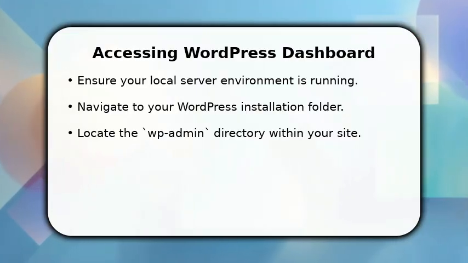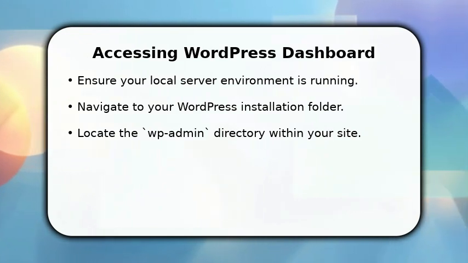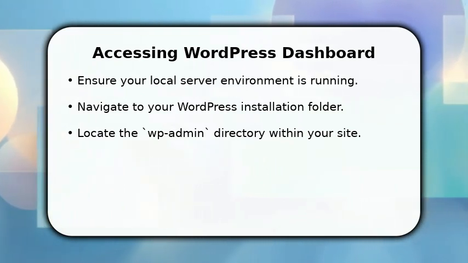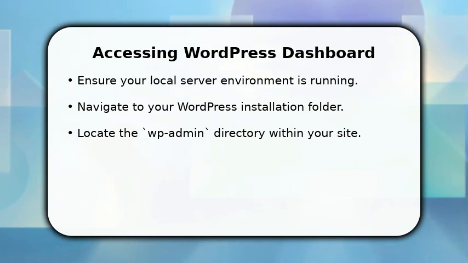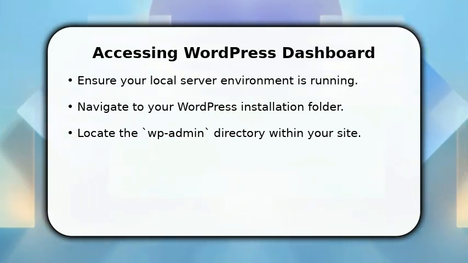In this video, I will explain how to access your WordPress dashboard. First, ensure your local server environment, such as XAMPP or MAMP, is fully operational. Next, navigate to the folder where you installed WordPress on your computer. Within that installation, you will find the essential wp-admin directory. This directory contains the core files needed for your administrative interface. Getting these initial steps right is crucial for a smooth start.